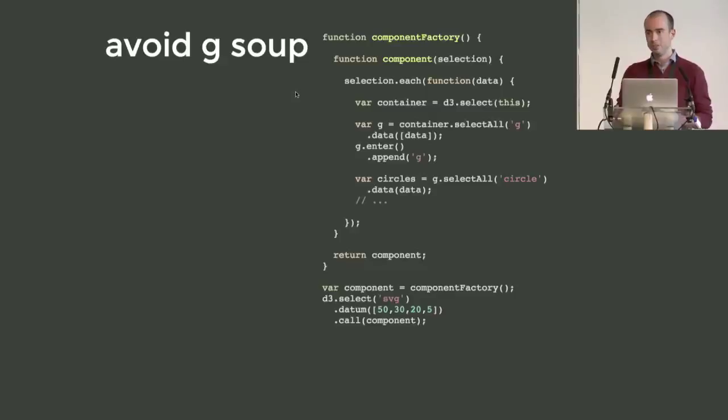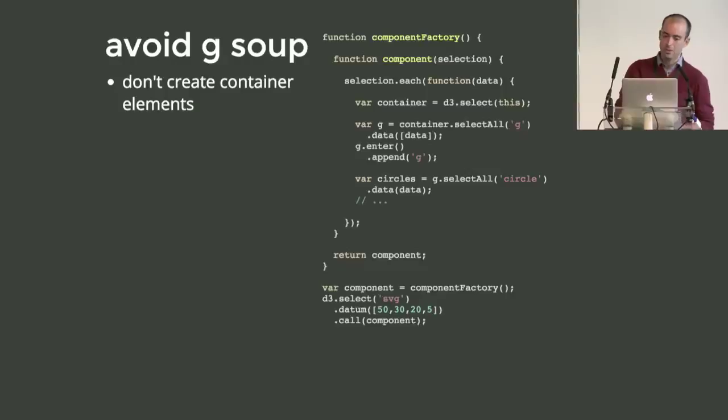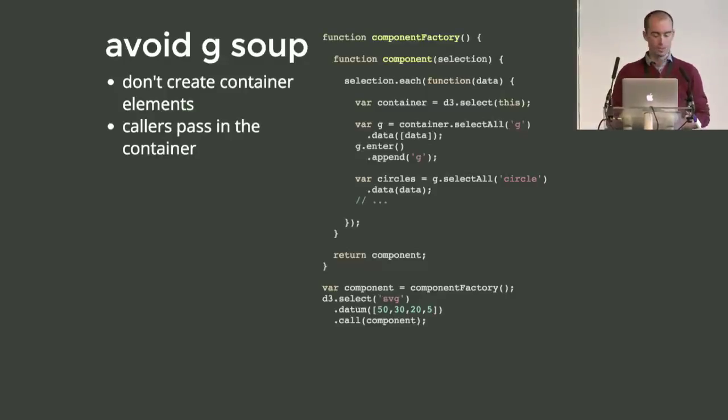Basically, you're going to end up in gsoup, which is like the SVG equivalent of divsoup, where you've got Gs everywhere and you don't really know where they came from and they don't really serve a purpose. So the rule that we try to follow now is don't create container elements yourself. Always assume that your caller will, if it's appropriate, pass in a container element. The caller's always in a better position to make that call than you are.